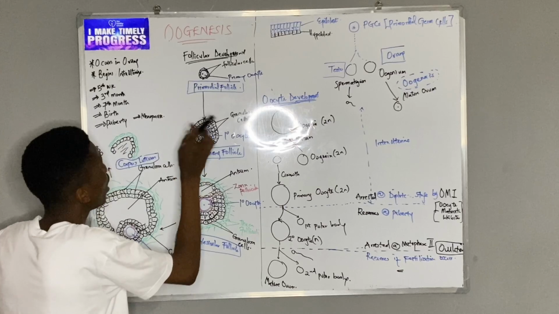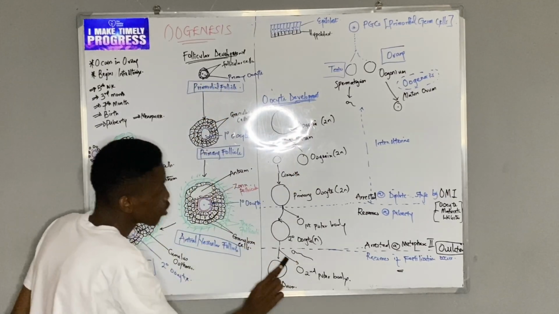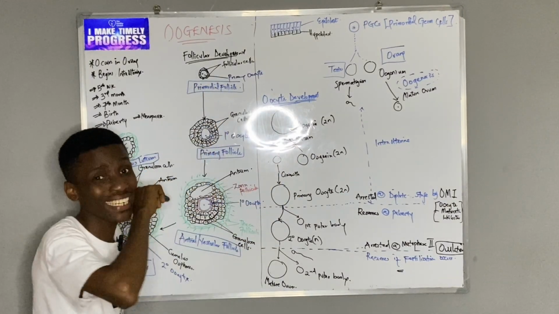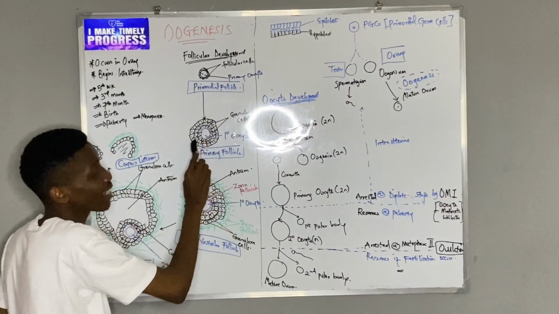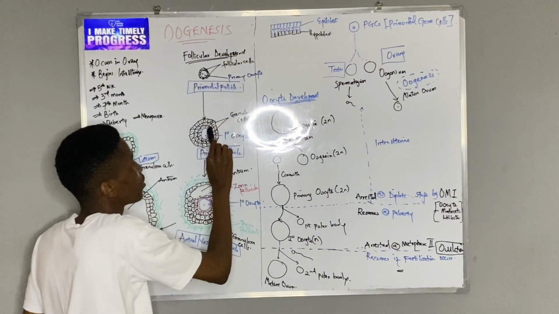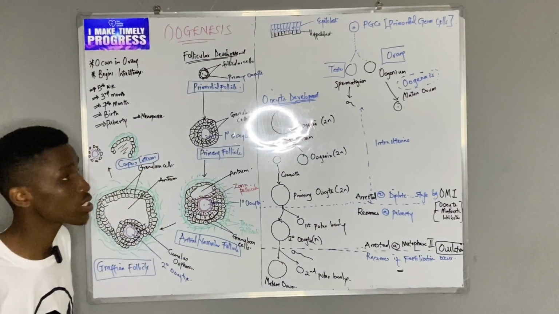So what happens to the cell? I'm not just looking at the inner structure, I'm now looking at the supporting cells outside. The supporting cells, which were initially flattened, now change from flat to cuboid-like. And that's not the only thing that happens. From one layer, they now become many layers. So this is what we say about the pre-antral stage.